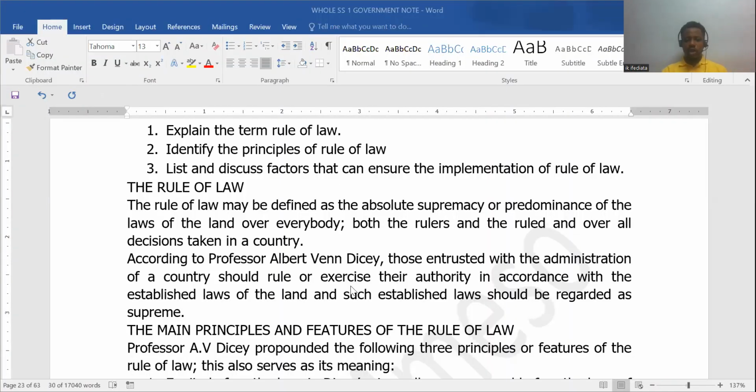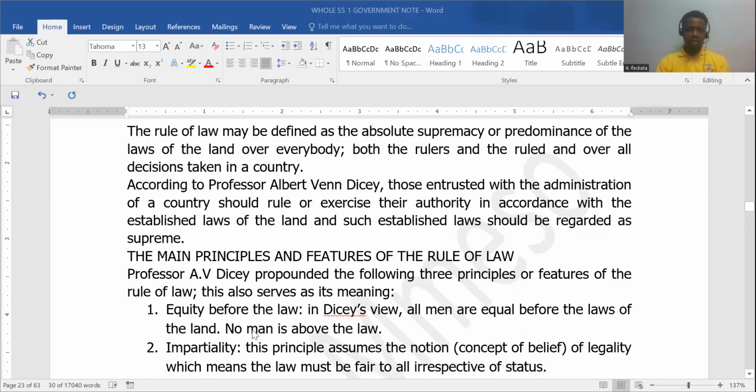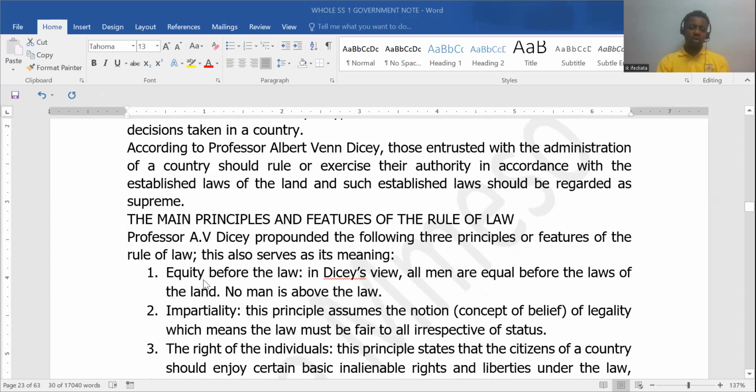If you look at what he says there, he says those entrusted with the administration of the country should rule or exercise their authority in accordance with the established laws of the land. It's very important so that there won't be room for issues like dictatorship and the likes, or misusing of the law and the likes. So what are the basic principles of the rule of law?